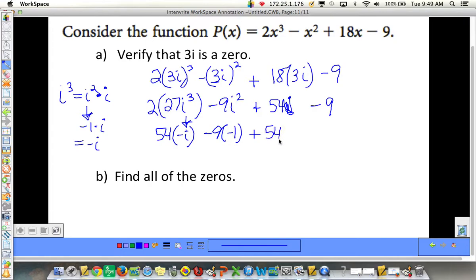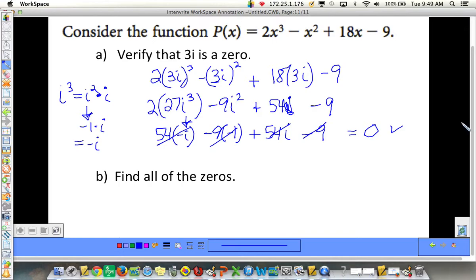This is positive 54i and then minus 9. So if I simplify, 54 times negative i is negative 54i. That's going to cancel out with the positive 54i. This is positive 9 minus 9, so they cancel out. So it equals 0. Therefore, 3i is a 0. And it says find all the zeros.